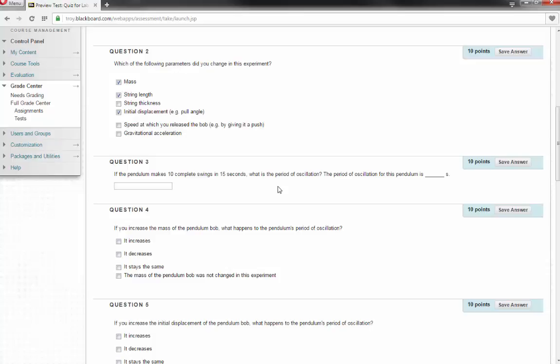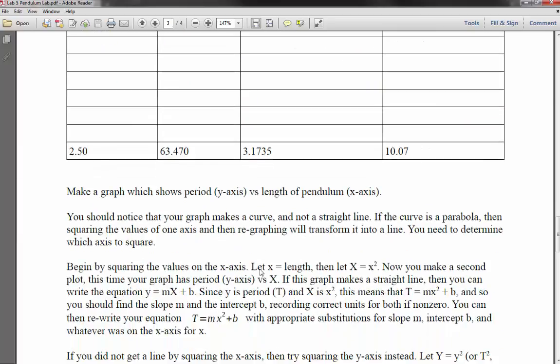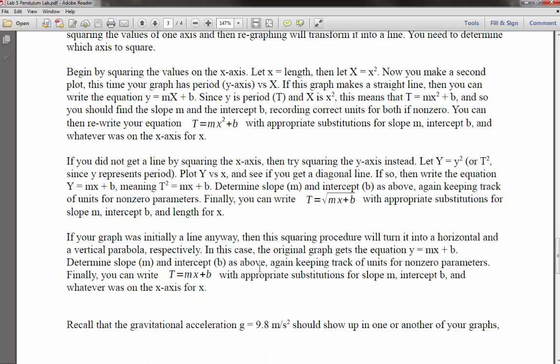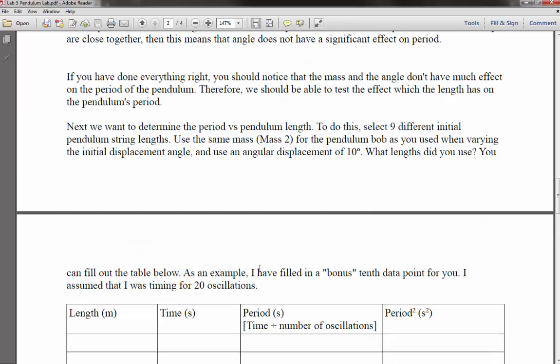So what about these other things? In all of these cases, you're supposed to just release the pendulum, so you're not varying the speed. It doesn't say anything about changing the string anywhere in here, so you're not changing string thickness.